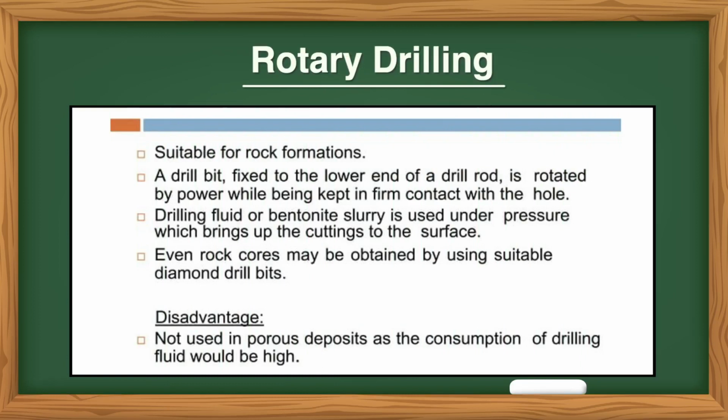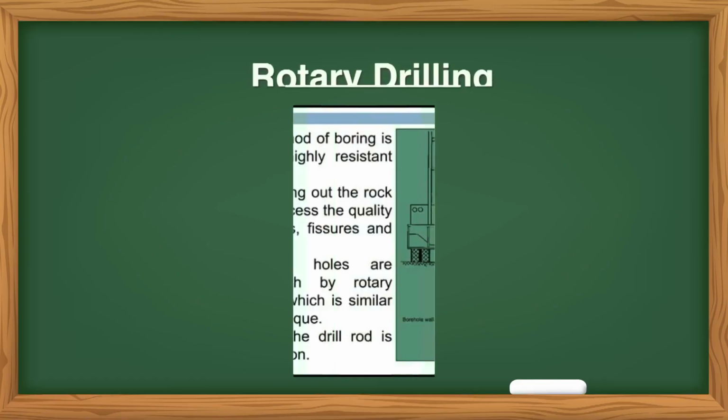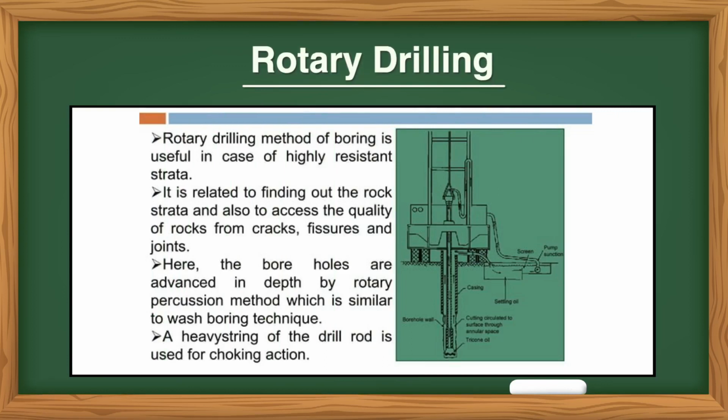is rotated by power while being kept in firm contact with the hole. Drilling fluids or bentonite slurry is used under pressure, which brings the cuttings up to the surface. Even rock cores may be obtained by using suitable diamond drill bits. The disadvantage of rotary drilling is that it is not used in porous deposits as the consumption of drilling fluids would be high. Rotary drilling method of boring is useful in the case of highly resistant strata.